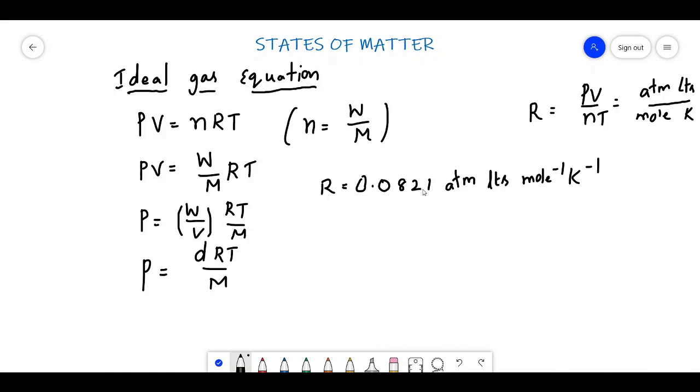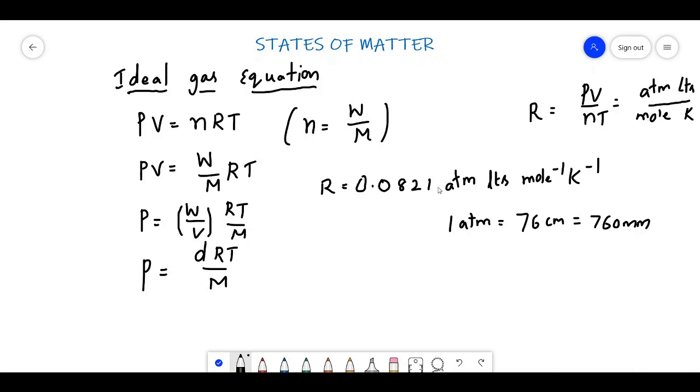One more condition is that pressure should be taken in atmosphere only. When it is given in millimeters or centimeters, 1 atmosphere is equal to 76 centimeters, or 760 mm, or 760 torr. And volume you have to take in liters only. If it is given in milliliters, you have to convert it into liters. Weight by molecular weight you can directly take. And temperature also should be taken in Kelvin only. So you have to remember these units.